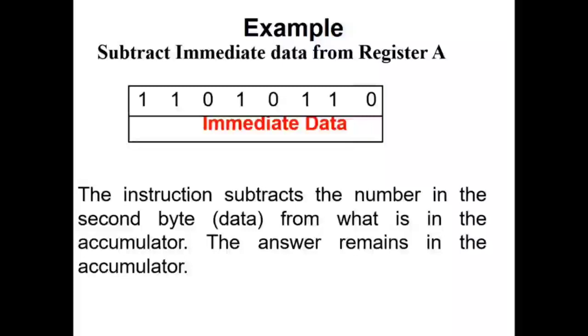01 is the opcode for moving. We are moving it to register B. The destination is 000, and then the source is 111. So you get that series of instructions.